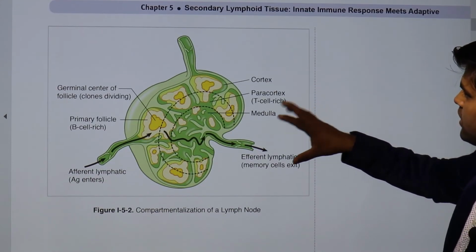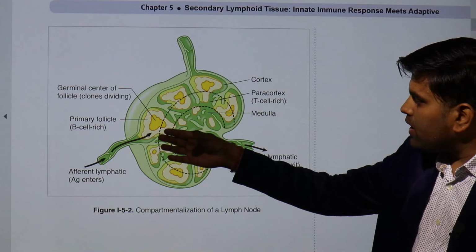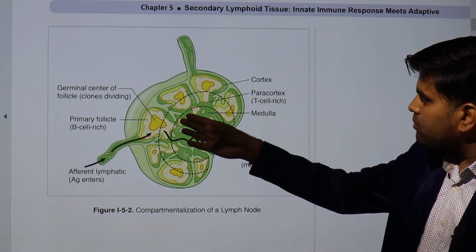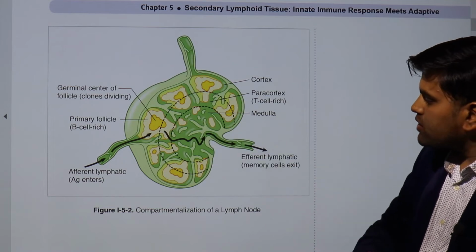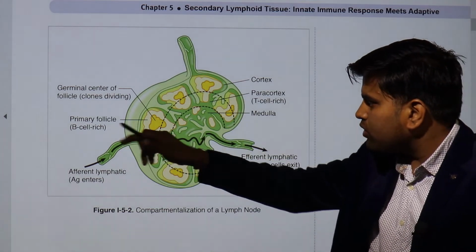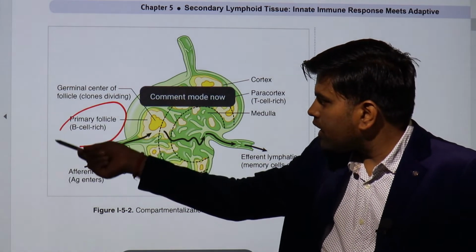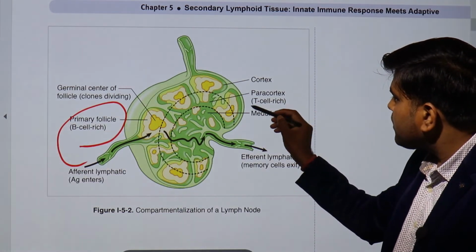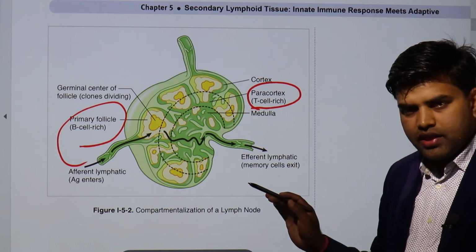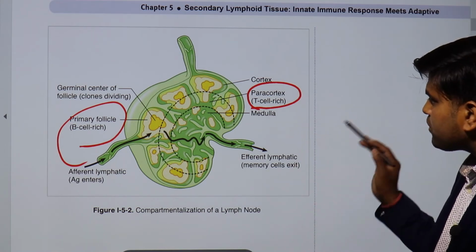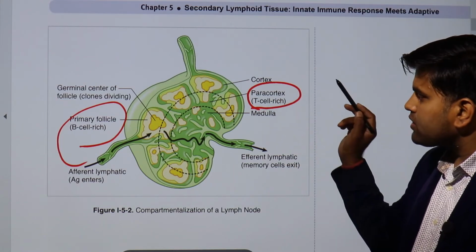Let me show over here. This is your afferent lymphatic vessel. Here is the capsule. Then there is the cortex, then the paracortex region, and there is the medulla. In the cortex region, you can see the primary follicle, which is B cell rich. There is the paracortex region as well, which is the T cell rich area. We have to remember this. It is very important to remember that the T cell is located in the paracortex of the lymph node.